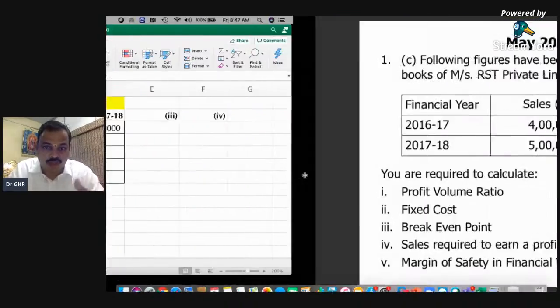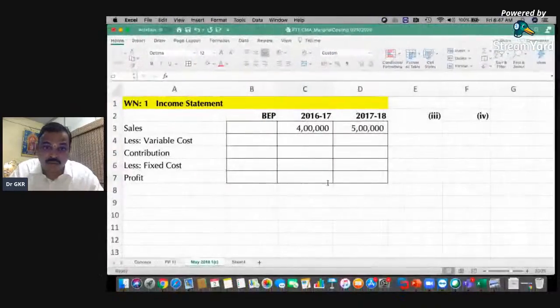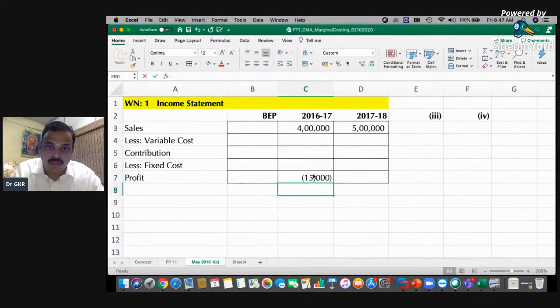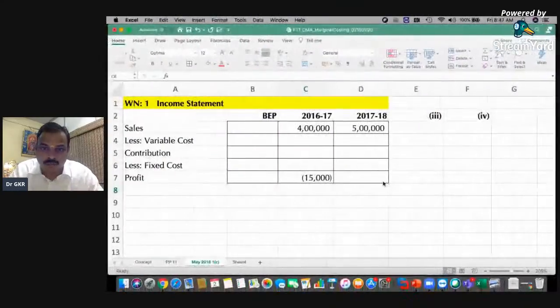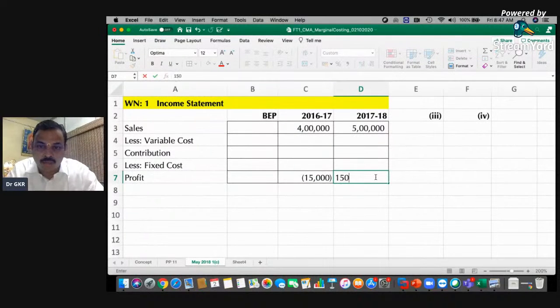Good. What is your profit? It is actually loss, 15,000 loss. It is 15,000 loss. Here it is 15,000 profit. So you have to be very careful.